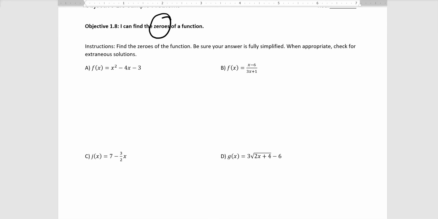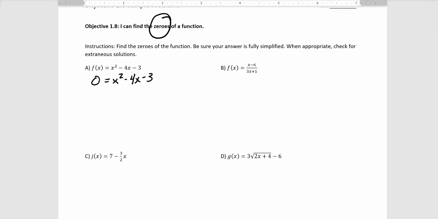To find the zero, remember we just set f of x equal to 0. So 0 equals x squared minus 4x minus 3. This is a quadratic. You can solve with the quadratic formula or factoring. I think I'm going to factor this one. Oh, wait, no, that wouldn't work. I think I'm going to have to use the quadratic formula for this one.